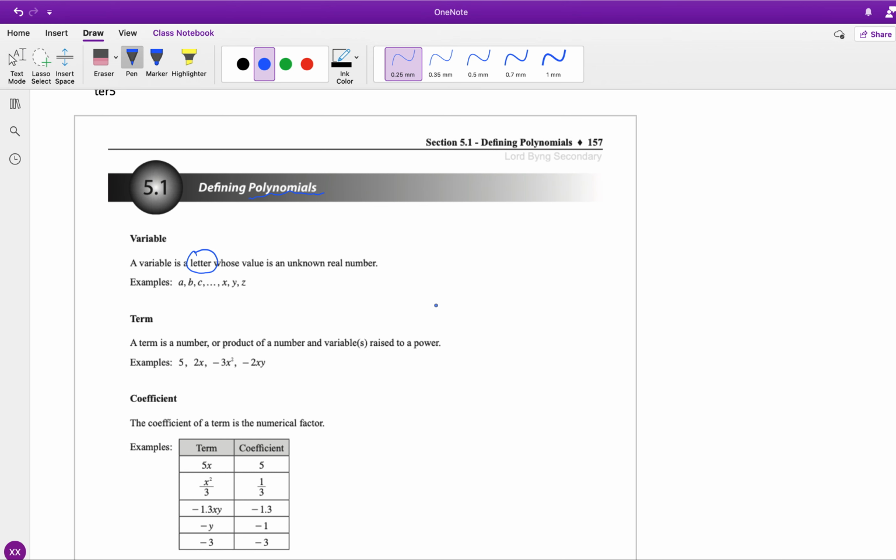And then the term. So what is a term? Term means this is a product. Product means multiplied together, a number and a variable raised to a power. So this is all combined. The product of a number is one thing, and a variable raised to a power. Okay. Now let's consider this as a whole thing.